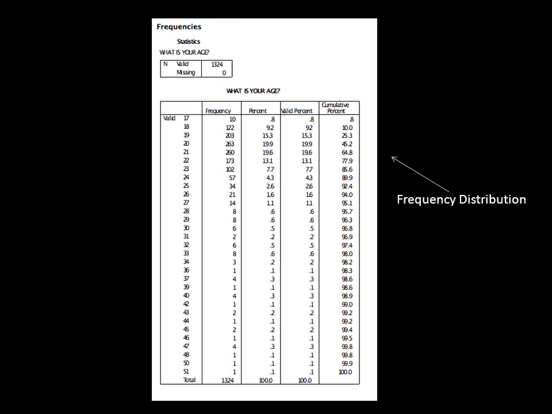A frequency distribution shows the frequency of different values across a variable. The frequency distribution on this slide shows the distribution of age for a study of 1,324 people. It allows you to see how many people fall into different age categories, values.